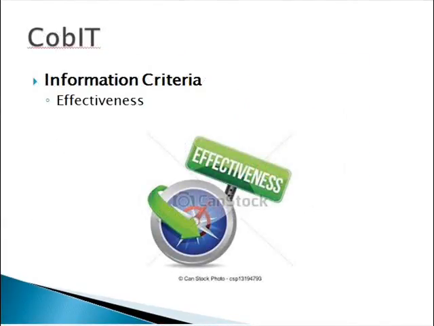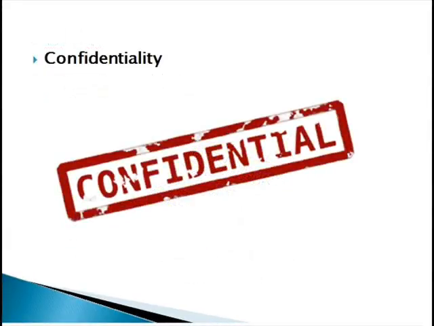First, we start with the information criteria. One is effectiveness. BookXBook fulfills the objective of the interaction between users that want to exchange. Two, confidentiality. Regarding this criterion, as we already know, confidentiality is important because the user provides personal data which must be protected by the company.